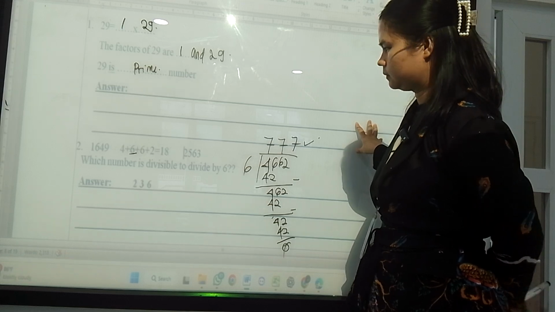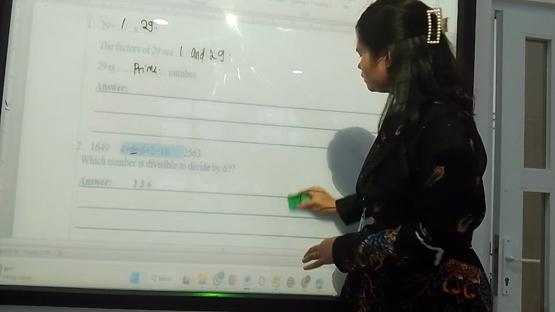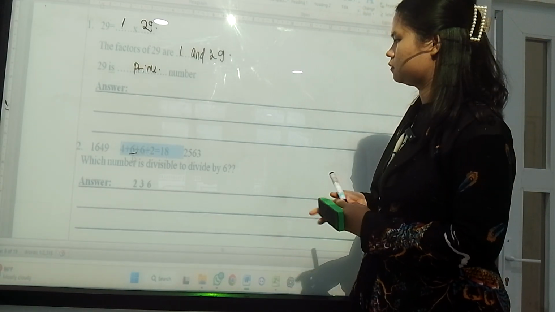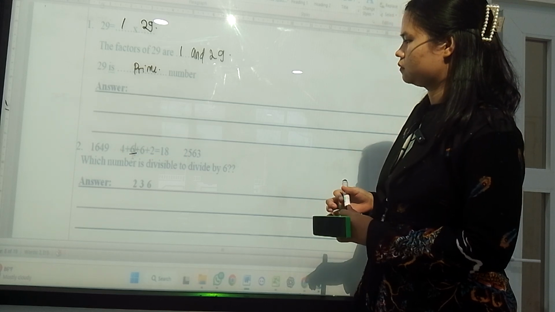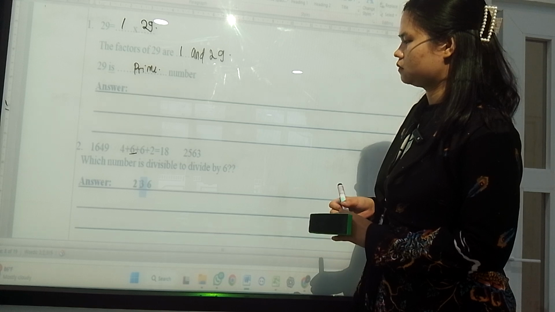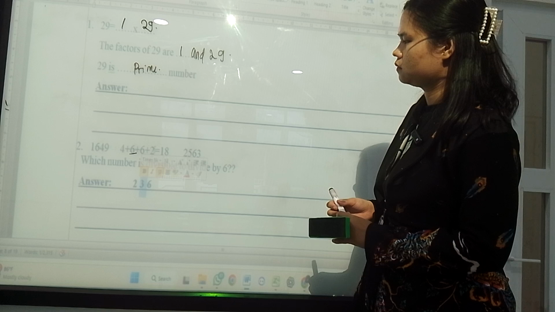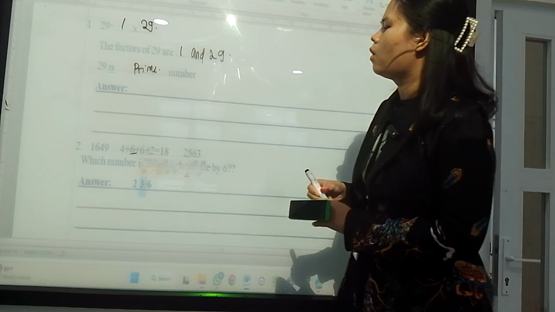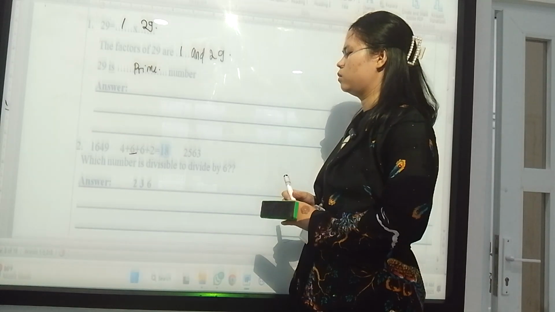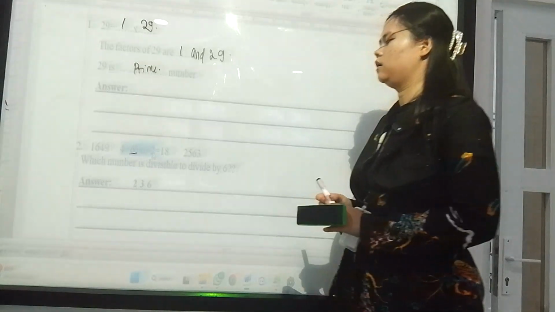We know this one before, 4,662 can be divided by 2. Then we need to prove that it can be divided by 3 by adding all the digits. 4 plus 6 plus 6 plus 2, you got 18. If the result can be divided by 3, it means this number can be divided by 3. Oh, I see.